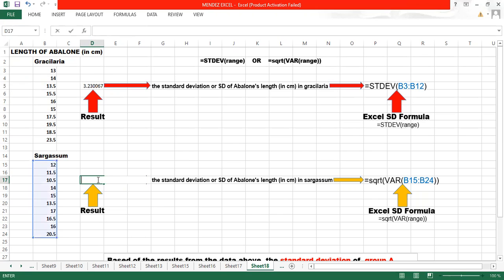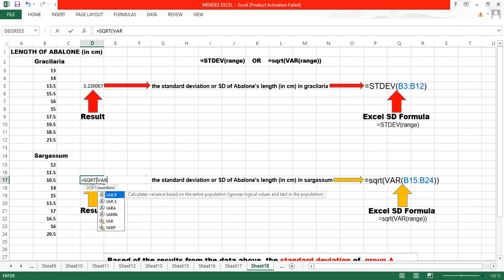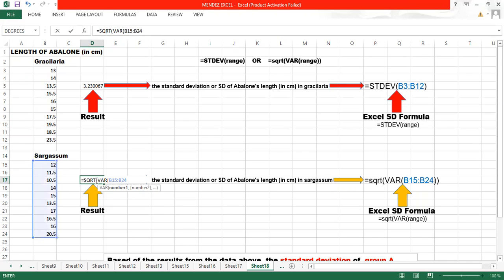Assume here, these are the highlighted cells that will be our range. Just include equals SQRT open parenthesis, VAR open parenthesis. Our range is B15 to B24, close parenthesis, then close parenthesis, then press enter. So the result is 3.0000463. Based on the results from the data above, the standard deviation of group A Gracilaria is 3.230067 centimeter, which is greater than the standard deviation of group B Sarcodia, which is 3.000460 centimeter.